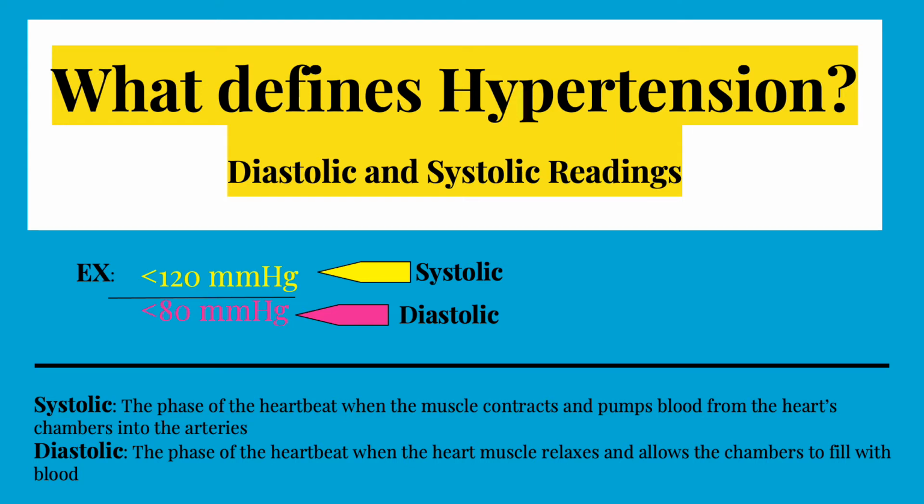Systolic blood pressure is described as the phase of the heartbeat when the muscle contracts and pumps blood from the heart's chambers into the arteries. Diastolic blood pressure is the phase of the heartbeat when the heart muscle relaxes and allows the chambers to fill with blood. And that's what these two numbers represent.